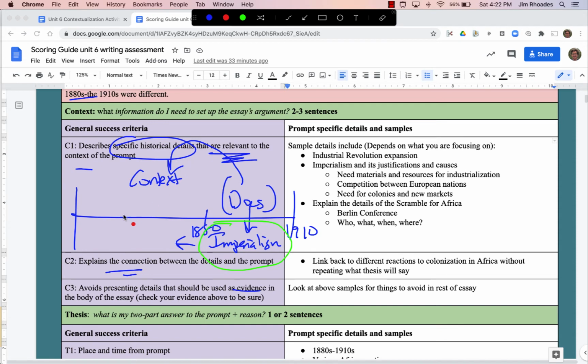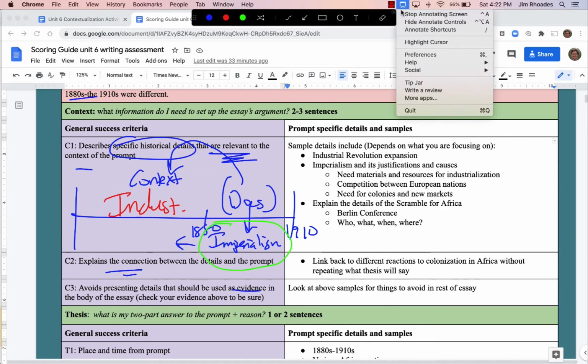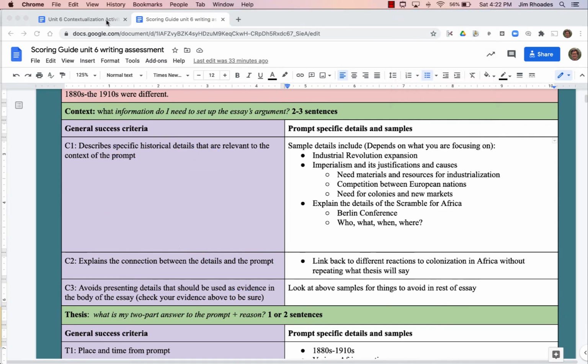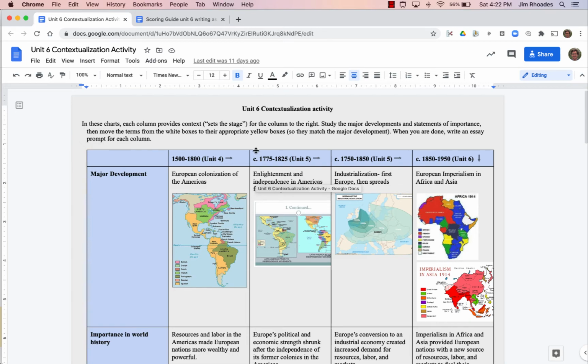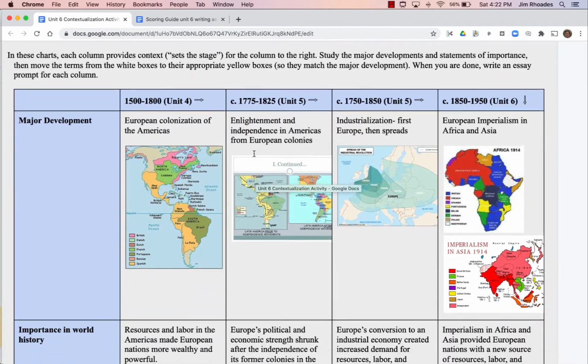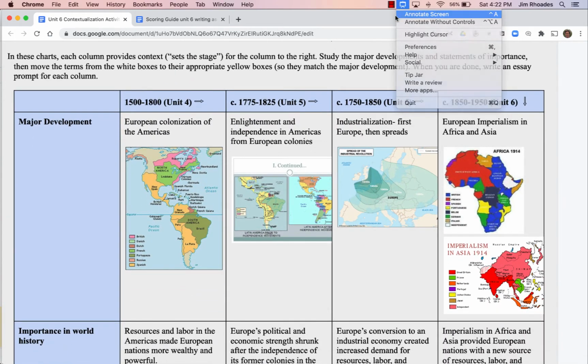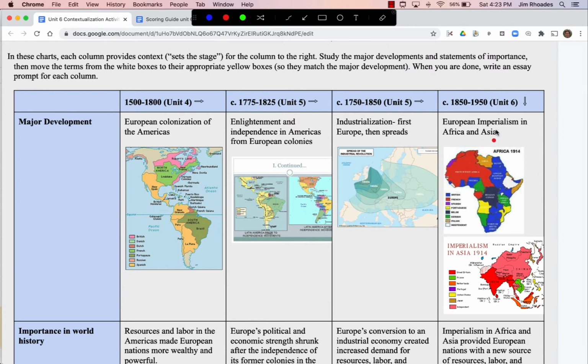And something that I would hope would occur to us would be industrialization. And some of you, the most successful context writers, remembered an activity we did in class that looked like this, that you could use to help you with this contextualization analysis. So here's imperialism over here. And so the stuff that we had put in this column would be kind of from the essay.